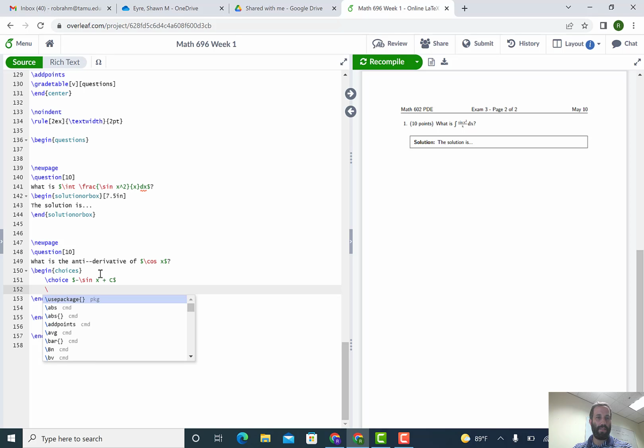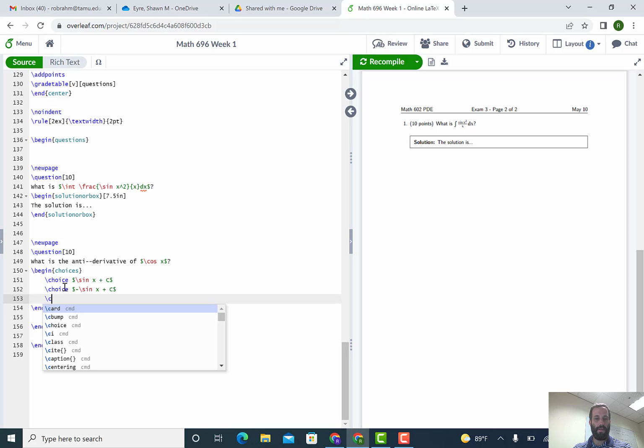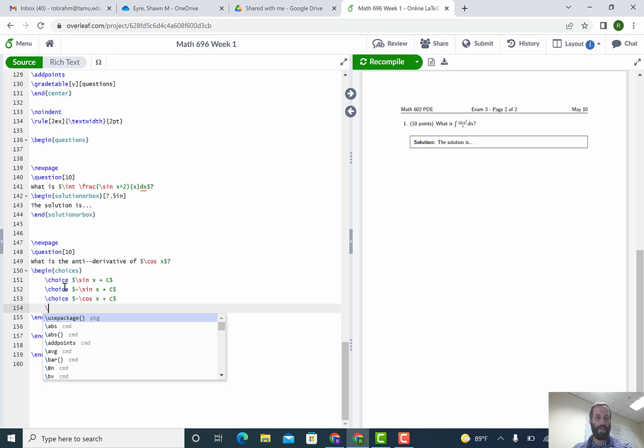or sorry, not minus sine x, sine x. Obviously a good distractor, since I just screwed it up, would be minus sine x plus c. Maybe we can do minus cosine x plus c. And then we'll just do, let's say, cosine x, sine x, and see if anybody actually picks that one.